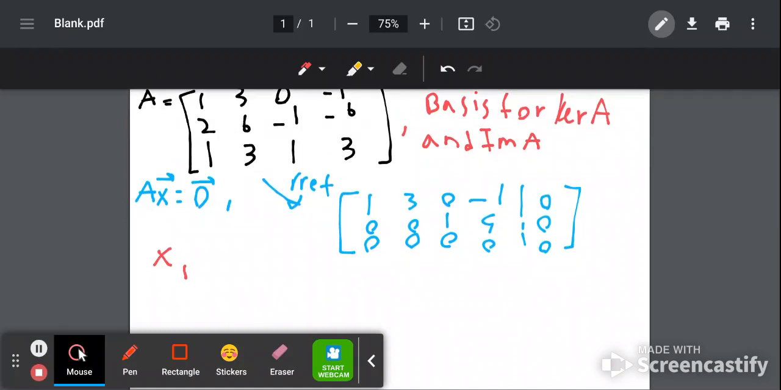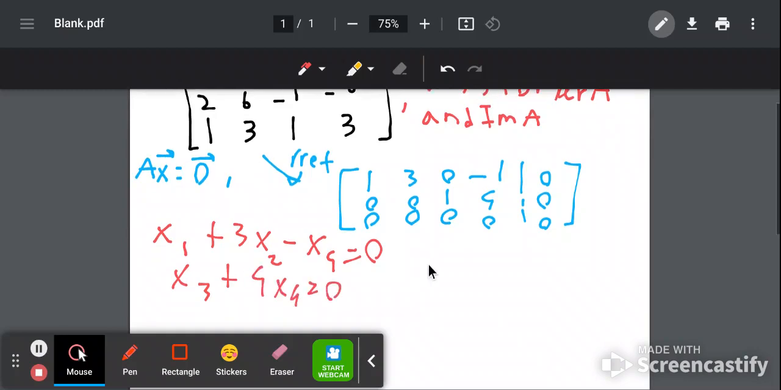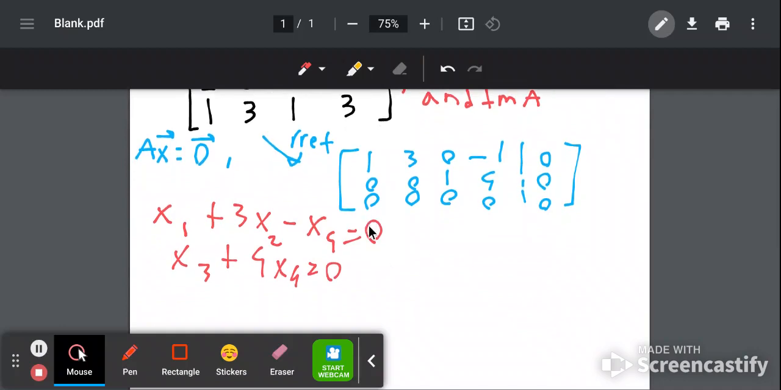After doing the RREF, we get that x1 plus 3x2, with no x3 because it's 0, minus x4 is equal to 0. The second row gives x3 plus 4x4 is equal to 0. The third equation is all zeros, so it's easier because we only have 2 equations. Now, what do we do?